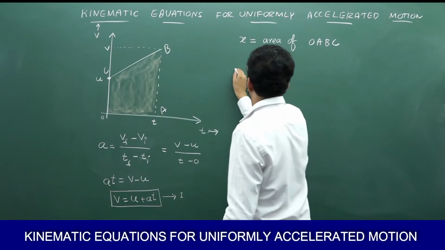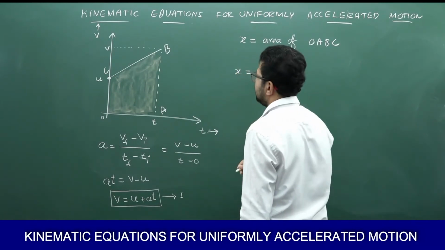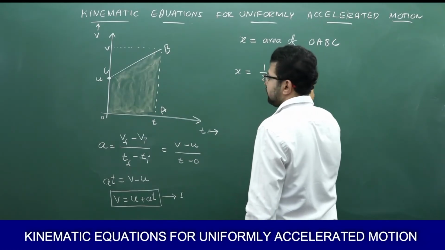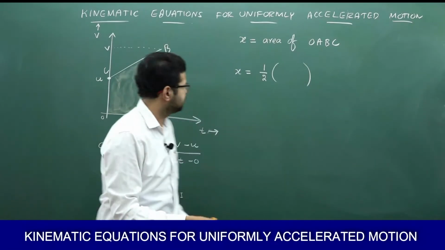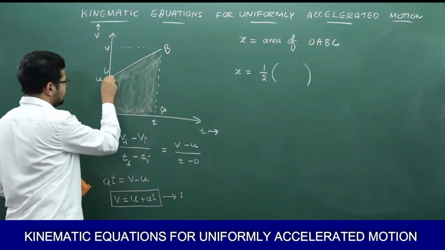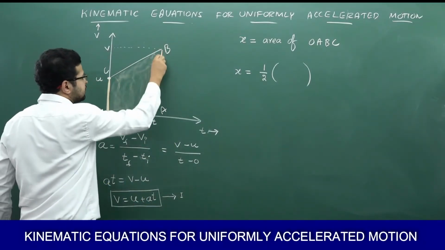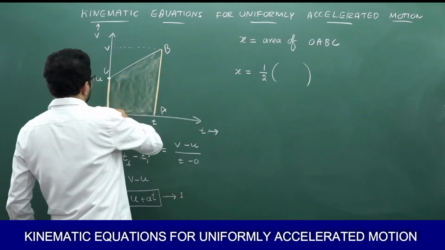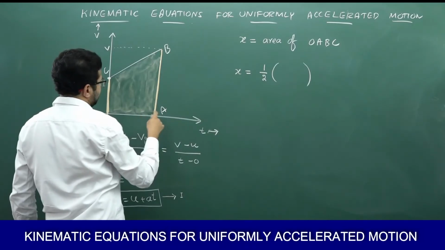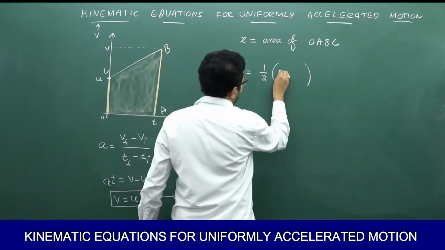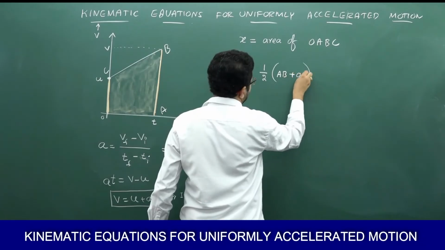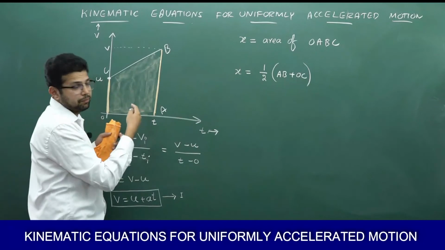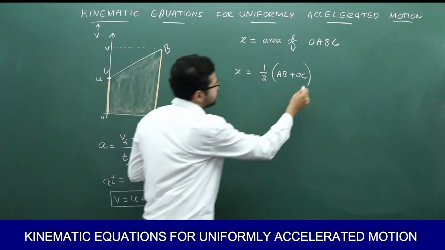How to find the area? Displacement is equal to area of trapezium, half into sum of parallel sides, this plus this, OC plus AB, sum of parallel sides into perpendicular distance. What is this perpendicular distance? Perpendicular distance is OA.